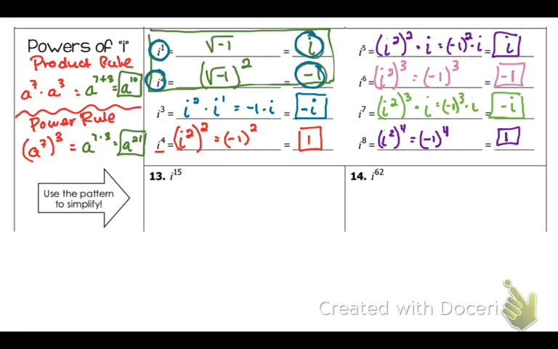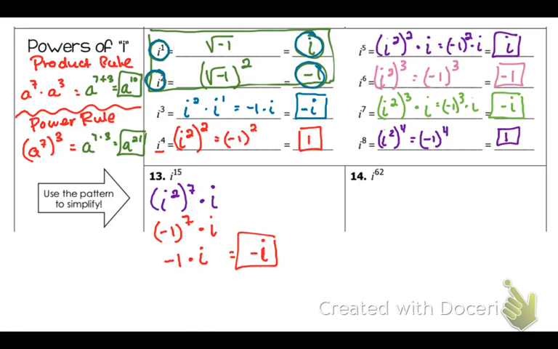So i to the 15th power, again, always start with i squared. i squared times, if I multiply this one by 7, that gives me 14. That means I'm going to need one more i to make that 15. Now, remember that i squared is negative 1. And negative 1 to the 7th power is actually going to be negative 1. But you still have that i, which means that this is negative i as your final answer.